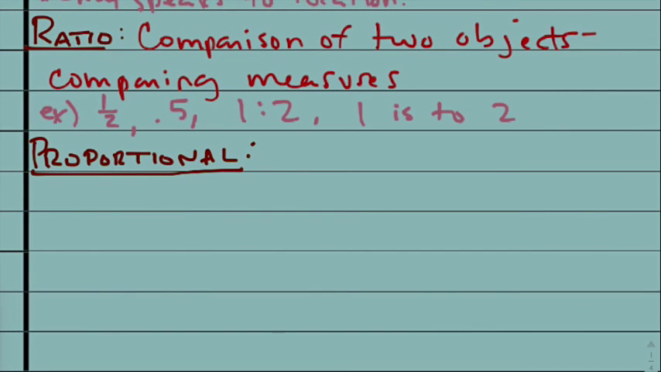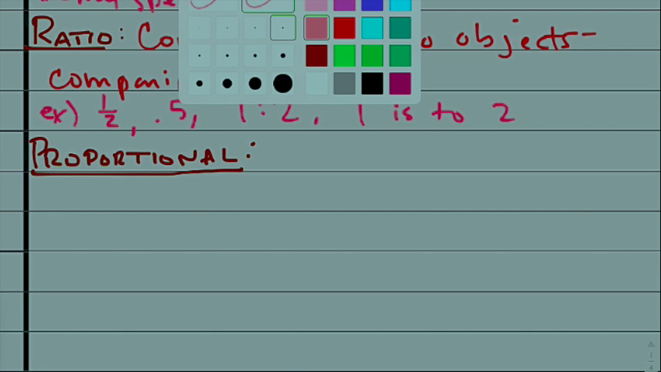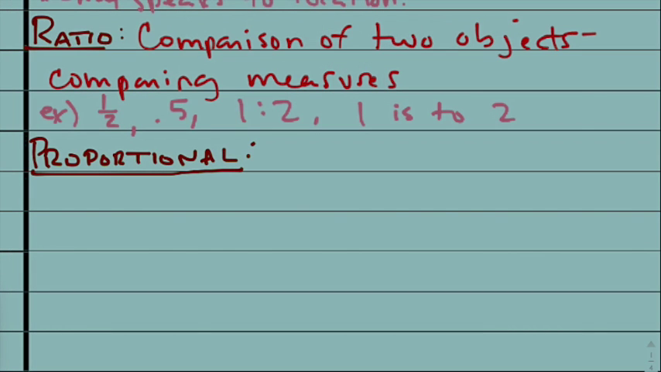This is in the other video that's being posted here as well, but I just want to reinforce it. When we talk about a proportion or talking about proportional, this just refers to multiple objects holding the same ratio. Okay, so let's write that down.